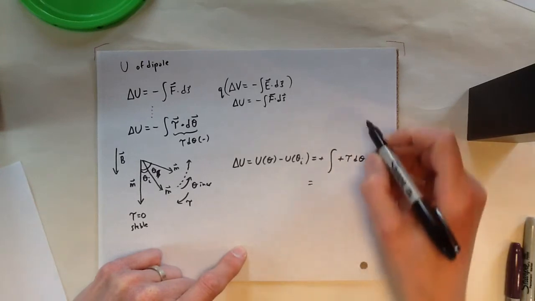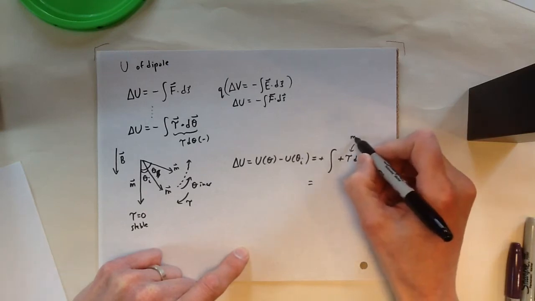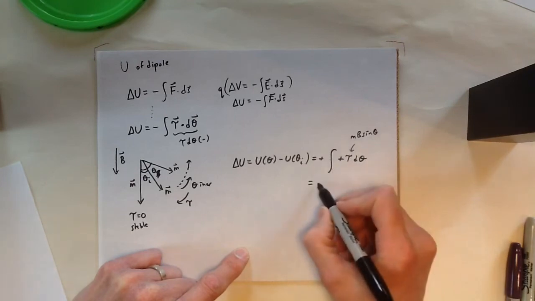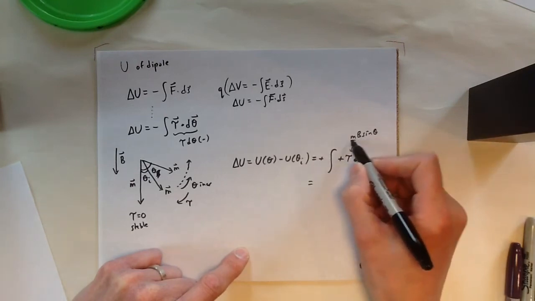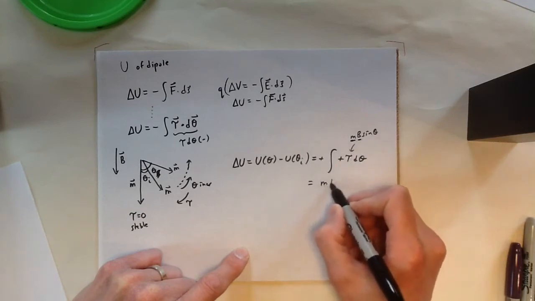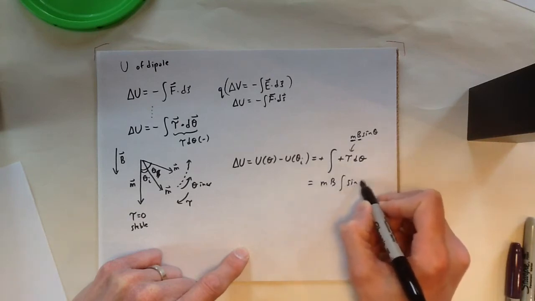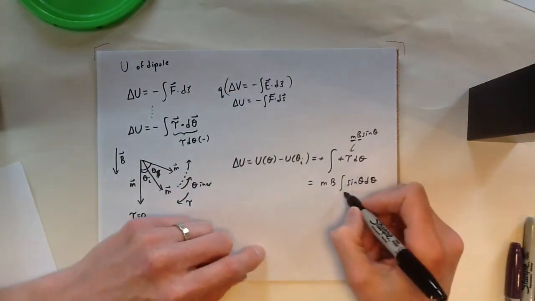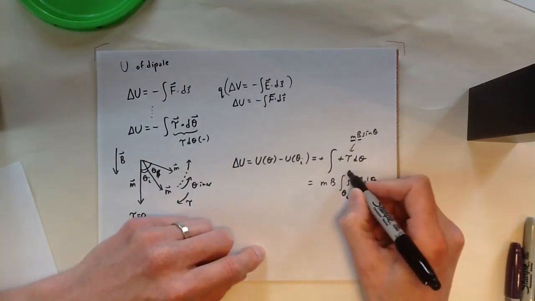And then of course the magnitude of the torque is m B sine theta. m isn't changing, the magnitude of my dipole vector, and the field isn't changing. The only thing that is changing is the angle. I'm making the dipole have a different angle inside the field. And so I go from theta initial to whatever theta over here.